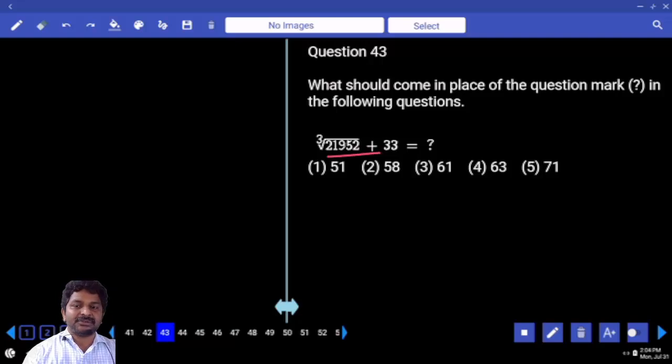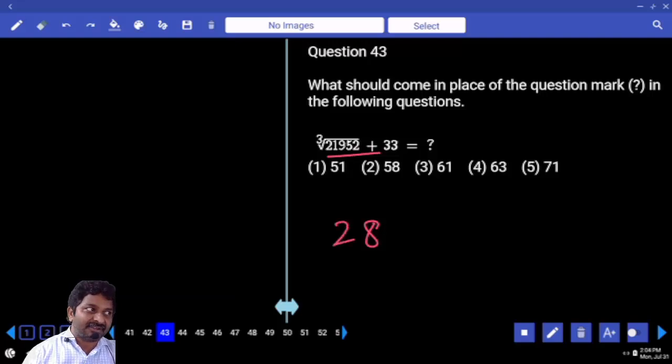Which cube ends with 2? 8 cube. Correct? What is 20 cube? More than that? What is 30 cube? 27,000. Less than that. Correct? So it has to be between 20 and 30. It must be 28 only.